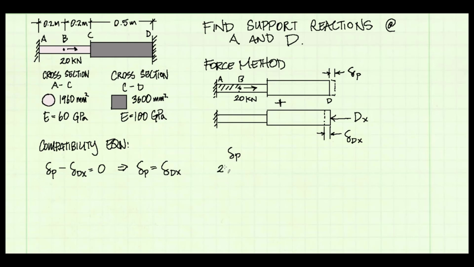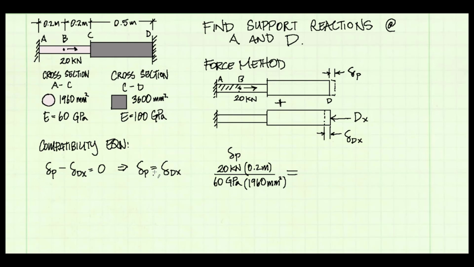So my force P is 20 kilonewtons. The length is the length from A to B. That's 0.2 meters. E is the modulus of elasticity. That's 60 gigapascals for member AB. And the area is the area of member AC, which is 1960 millimeters squared. So yes, I do have mixed units here. That's not going to be a problem in this case. I usually don't recommend that, but in this case that's not going to be a problem because we're just setting one deflection equation equal to another, and as long as we maintain similar units, they'll just cancel out, as we will see.